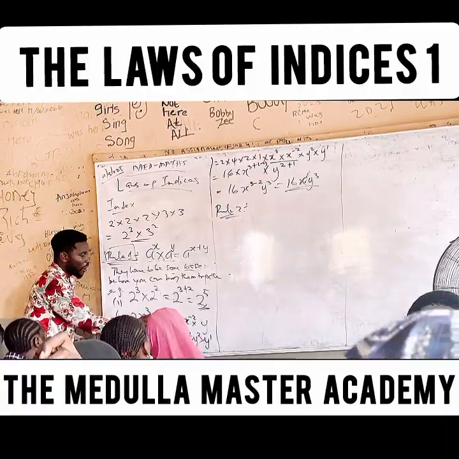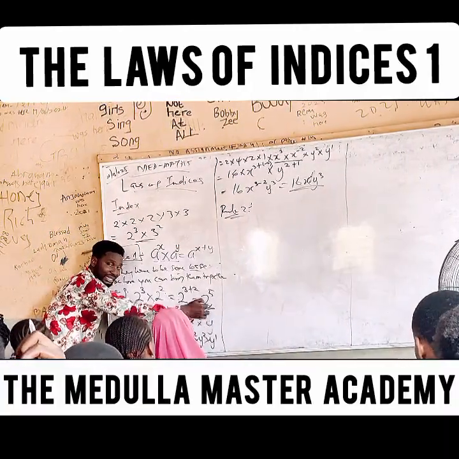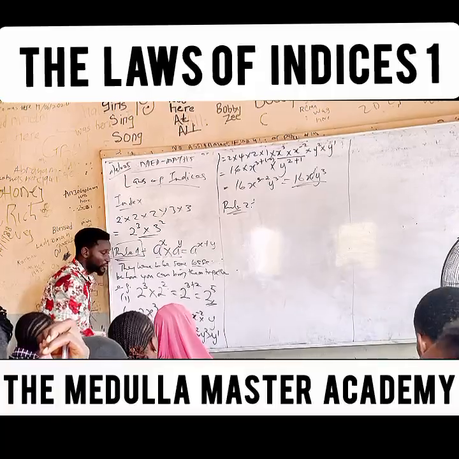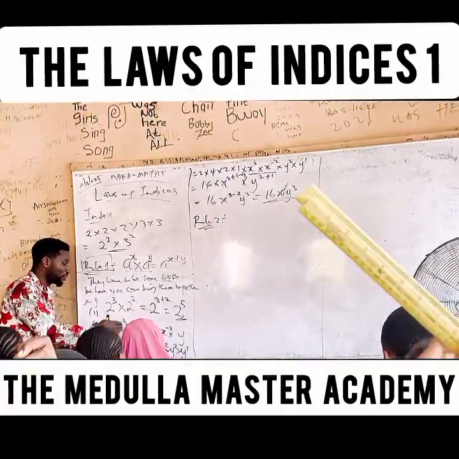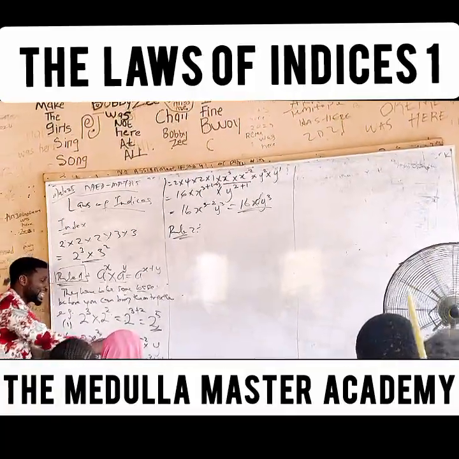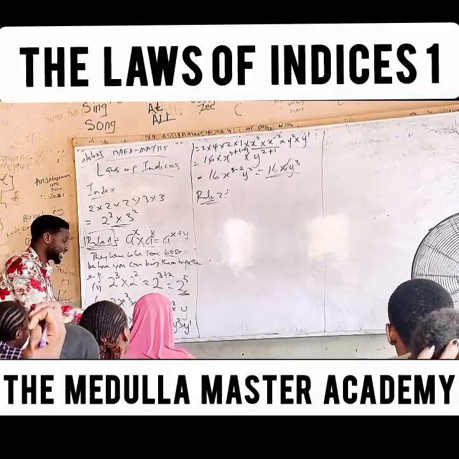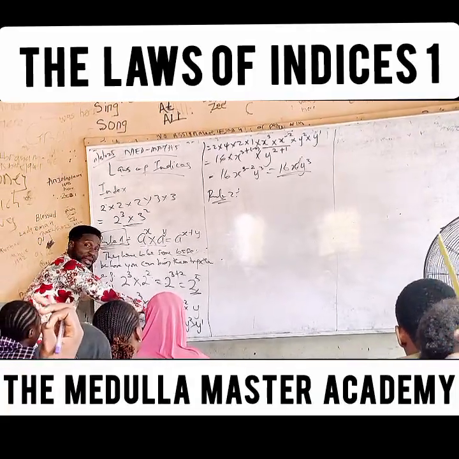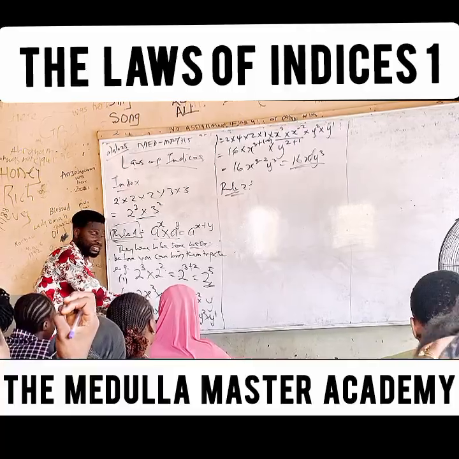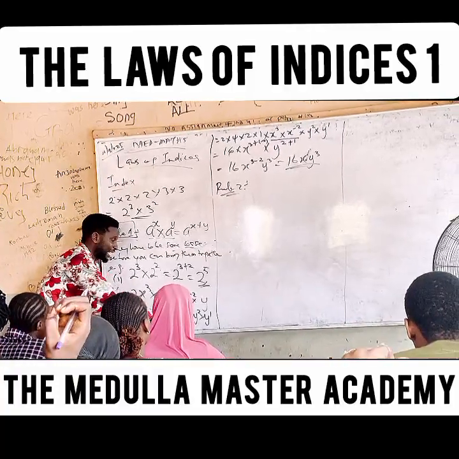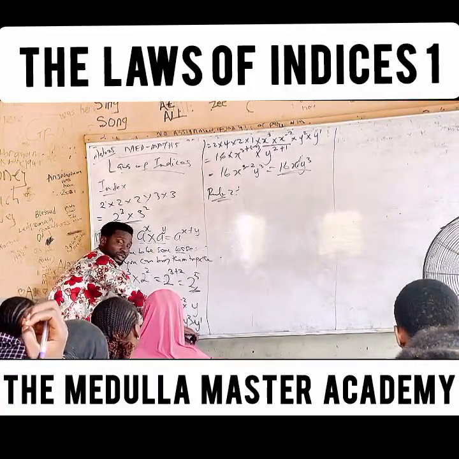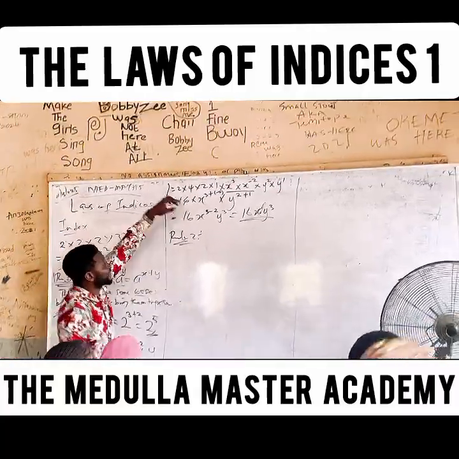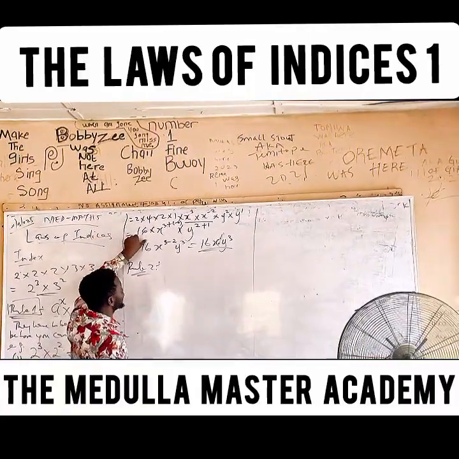2 times 4 times 2 times 1. There's an invisible 1 here. So when you do that, you now try as much as possible to bring like terms together, collecting the terms with the same variables. That means the x's, we bring them together. The y's were brought together. So when we did that, the multiplication of this is 16.